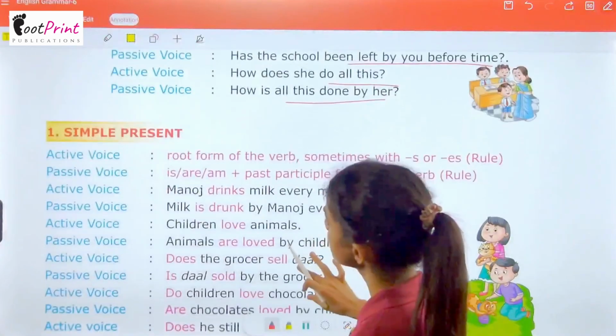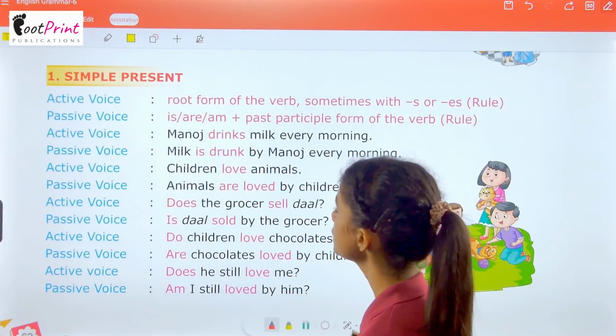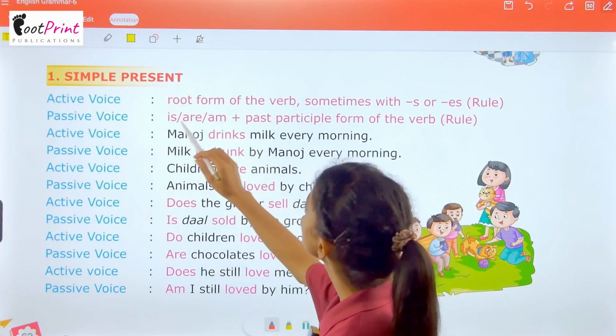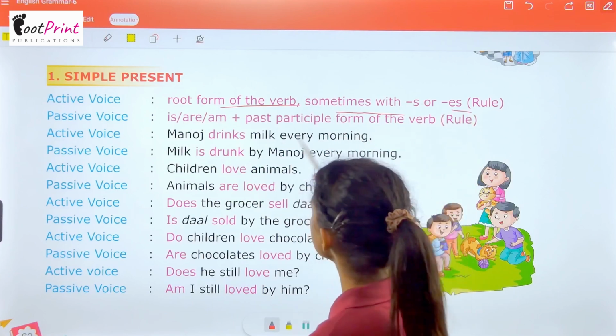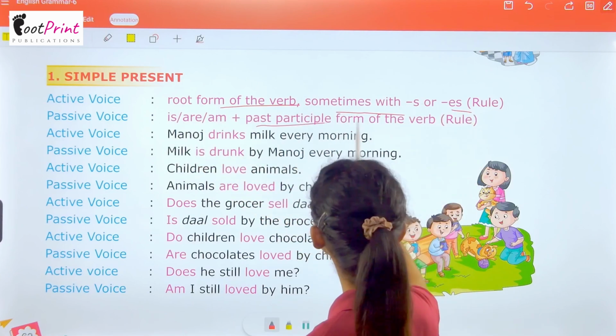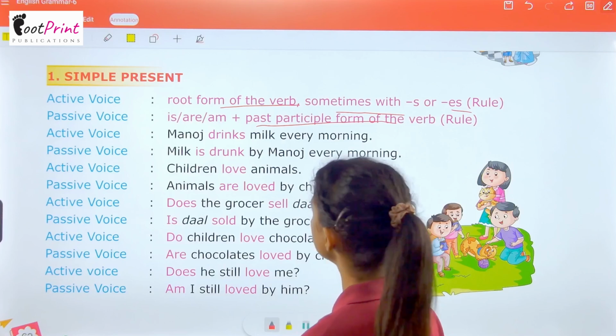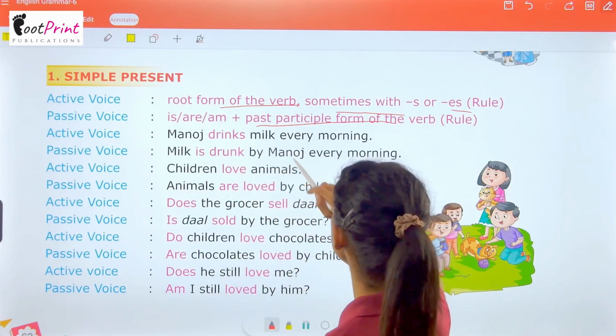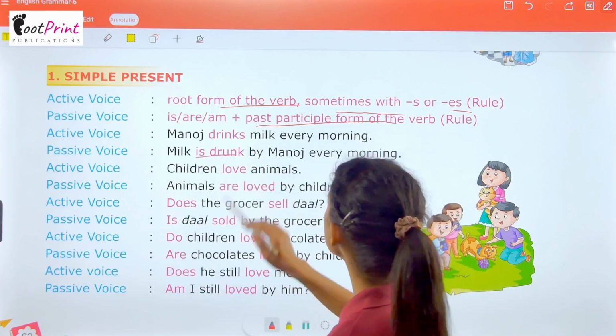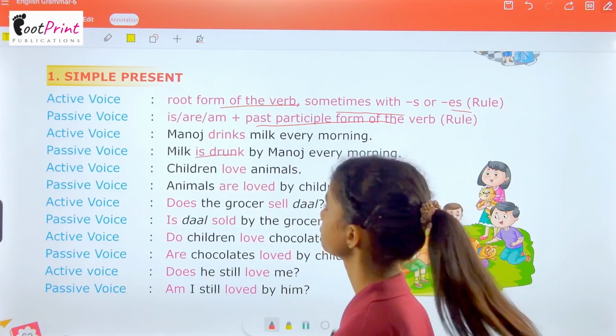Now let's see some types. First is simple present. So active voice: root form of the verb, sometimes with s or es, is replaced by is, am, are plus past participle form of the verb. So these are the formation structures. Let's see. Manoj drinks milk every morning. Milk is drunk by Manoj every morning.